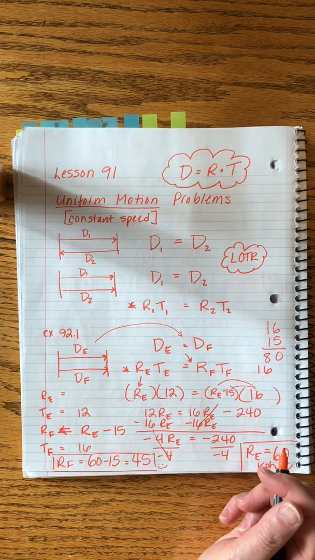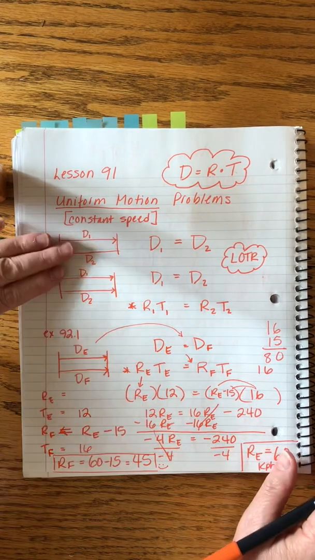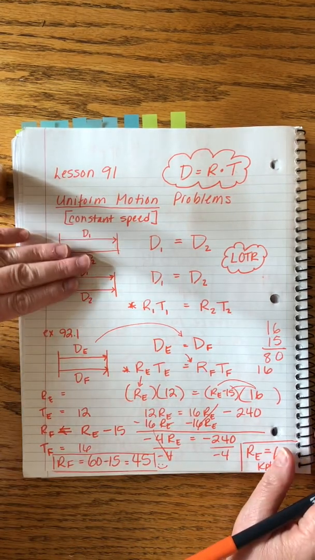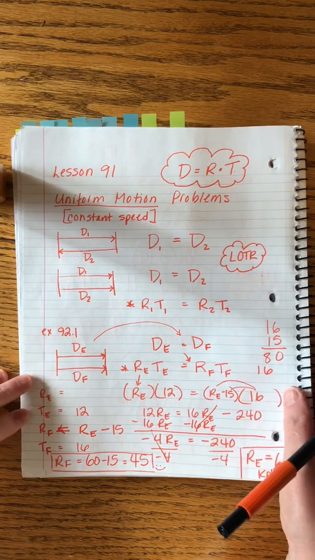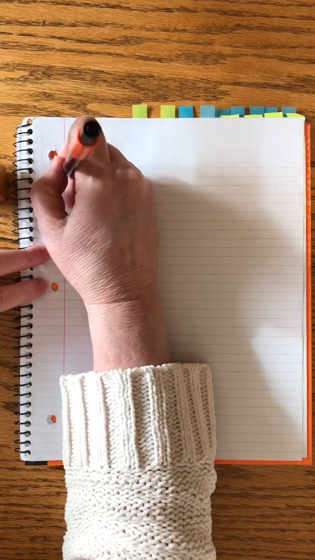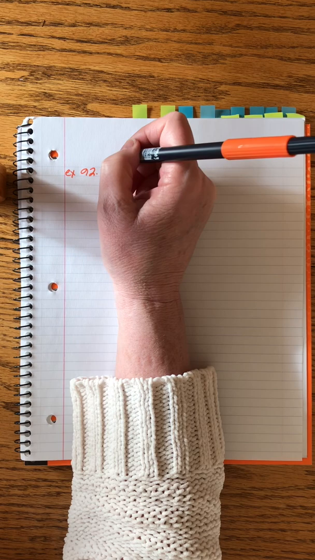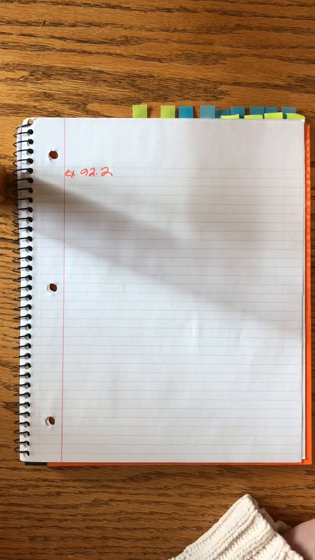We have two more that are variations that still fit this pattern. So let's look at how they work. Example 92.2. This is one of my favorite John Saxon problems of all time.